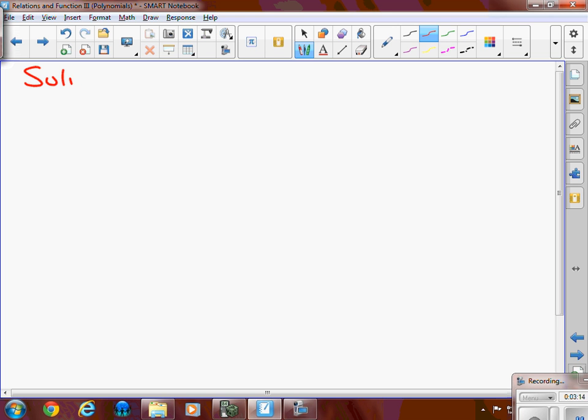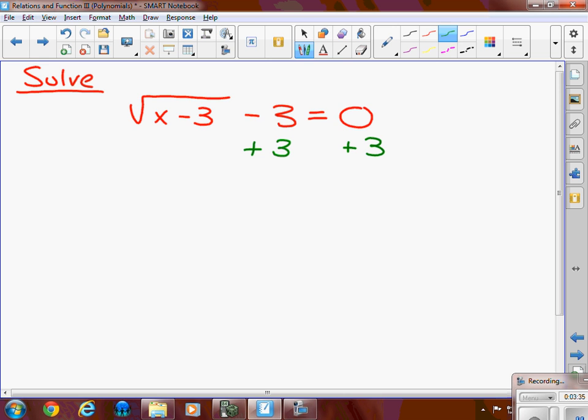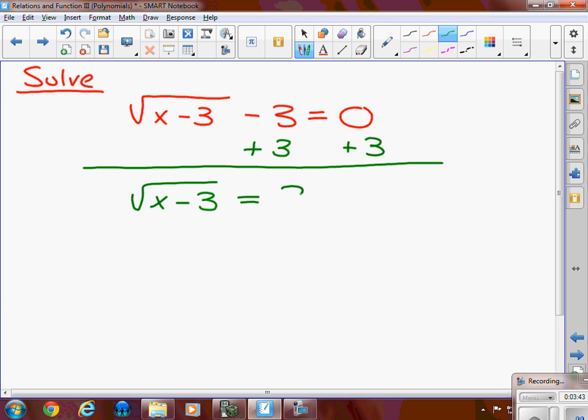Let's actually start to solve this then. We're just going to say solve the square root of x minus 3, minus 3 equals 0. The example we had on the other page, we're going to follow those nice little steps. First we isolate that radical by doing what? Move this 3. So I'm going to add 3 to both sides, and I get the root of x minus 3 equals 3.